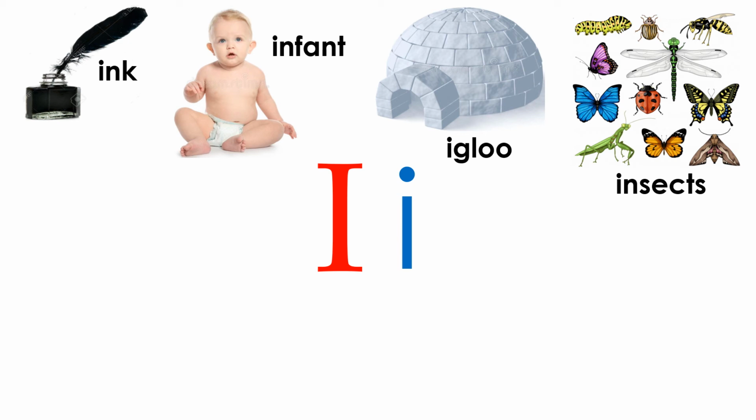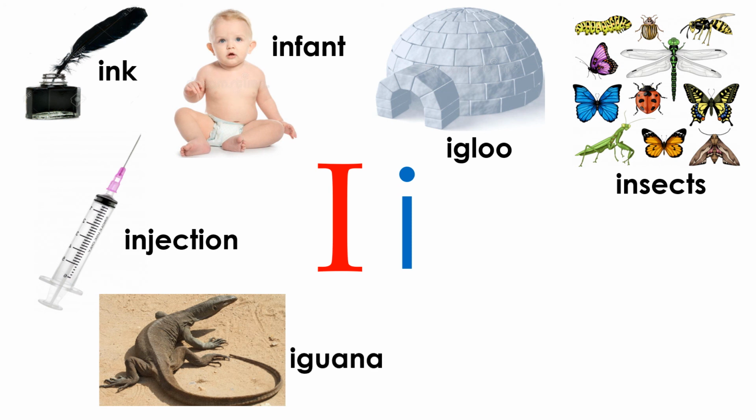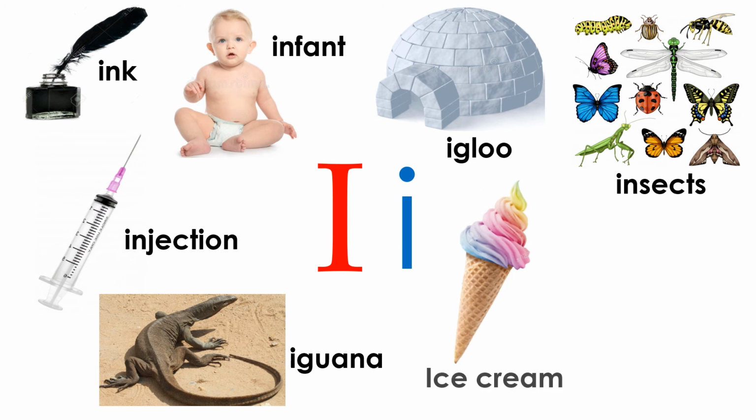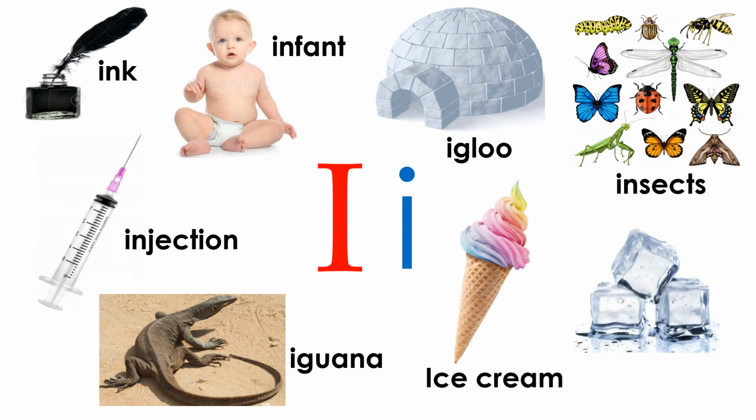Next, I for injection. I for iguana. I for ice cream. I for ice. Alright kids, let's repeat. Ink, infant, igloo, insects, injection, iguana, ice cream, ice.